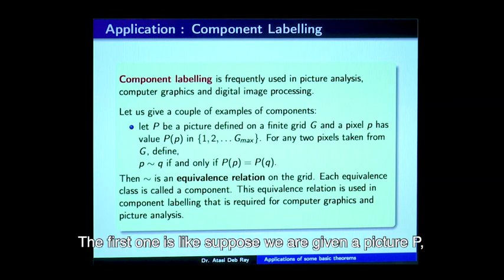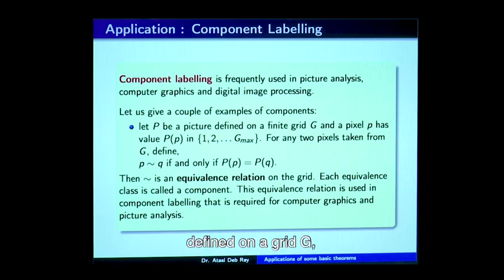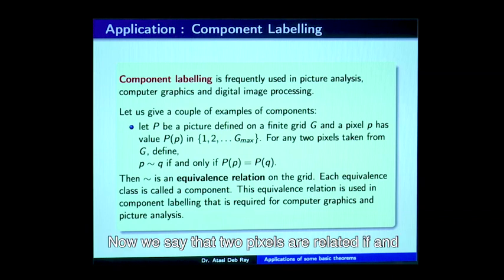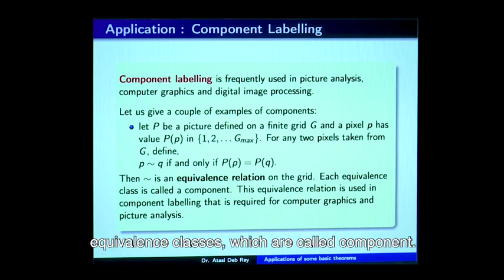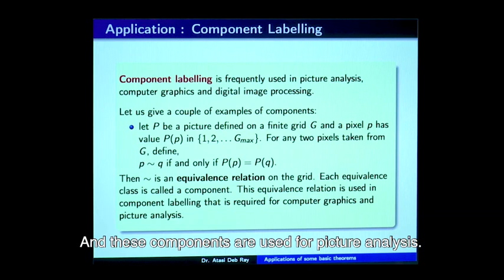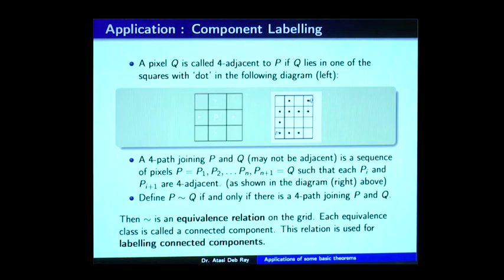The first one is like suppose we are given a picture P defined on a grid G and a pixel p is taken from the grid G having the value capital P(p). Now, we say that two pixels are related if and only if P(p) is equal to P(q). Then this will be an equivalence relation, and this equivalence relation gives us equivalence classes which are called components, and these components are used for picture analysis.